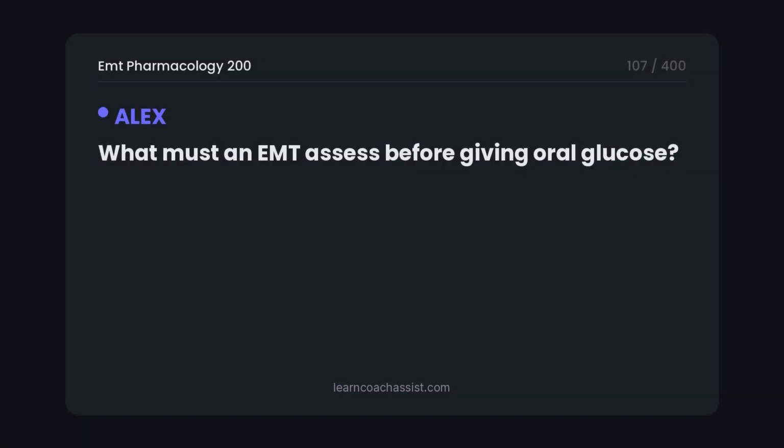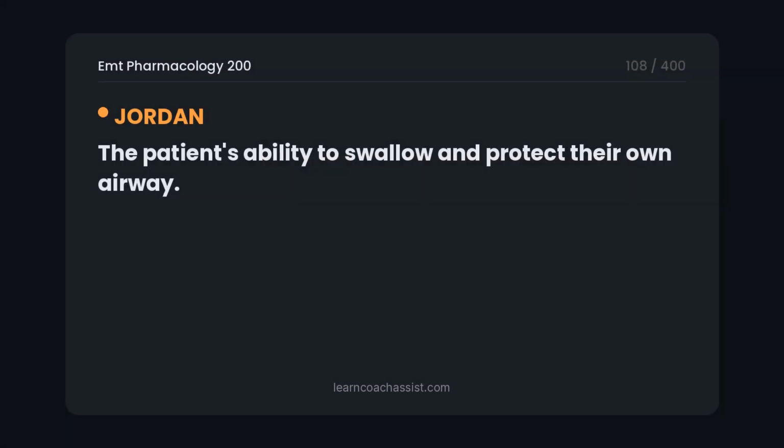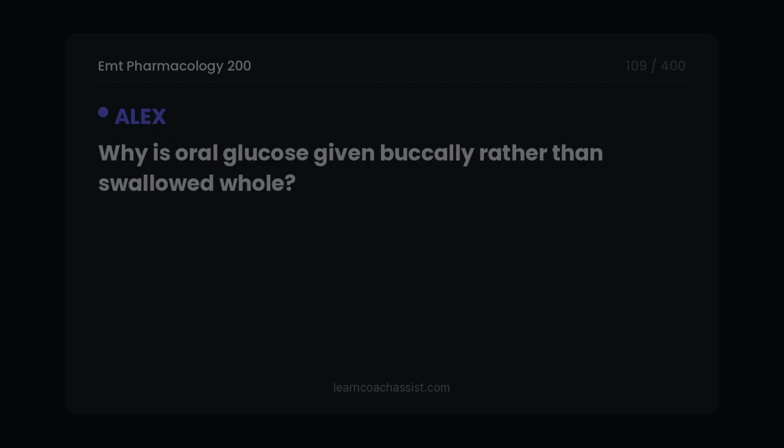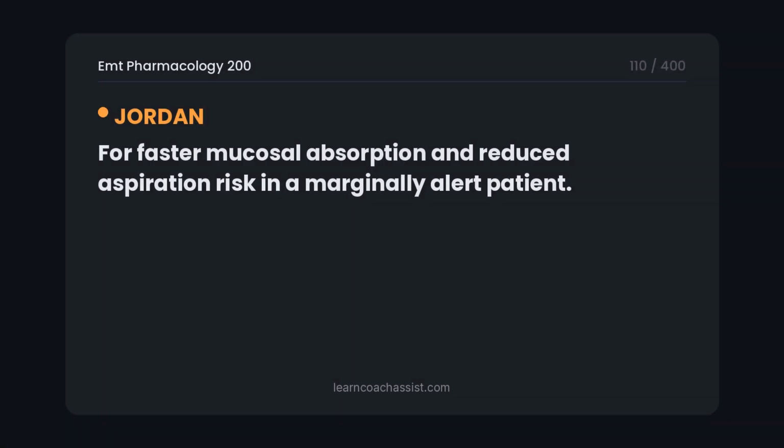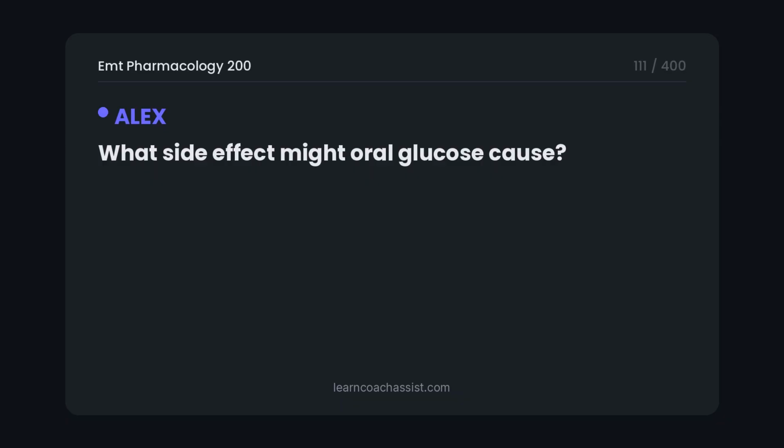What must an EMT assess before giving oral glucose? The patient's ability to swallow and protect their own airway. Why is oral glucose given buccally rather than swallowed whole? For faster mucosal absorption and reduced aspiration risk in a marginally alert patient. What side effect might oral glucose cause?